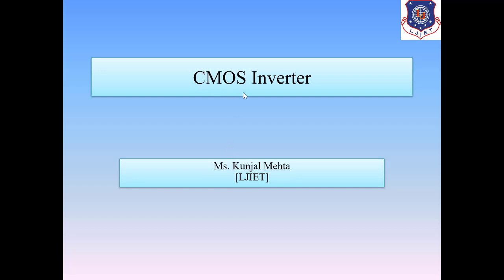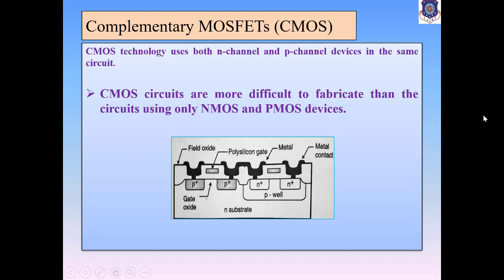In today's lecture, our topic is CMOS inverter. So let's discuss the CMOS first. First of all, it is very necessary to understand the full form of CMOS, that is complementary MOSFET. C stands for complementary. According to the name, CMOS technology uses both N-channel and P-channel devices in the same circuit.